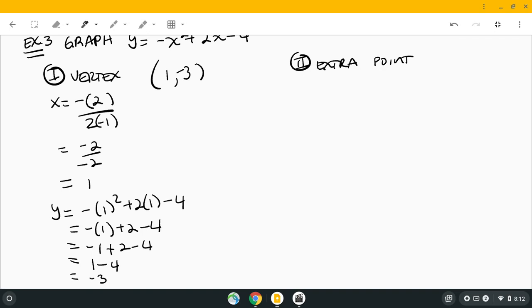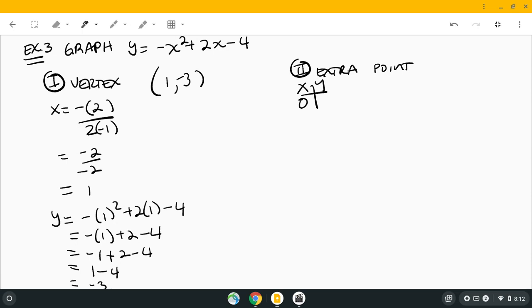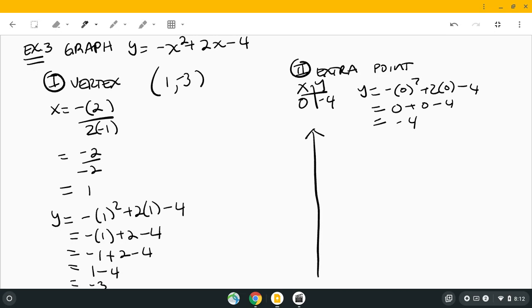Okay. All right, extra point. I am going to choose 0 again. When I plug in 0, I get -4. Okay. You don't believe me? Plug in 0. And you get 0 plus 0 minus 4, which is -4. Okay. All right, so now we can go ahead and graph.